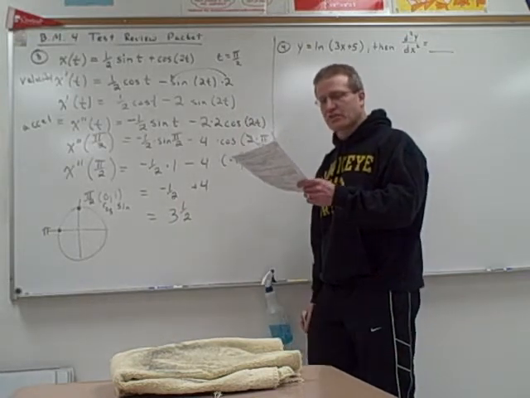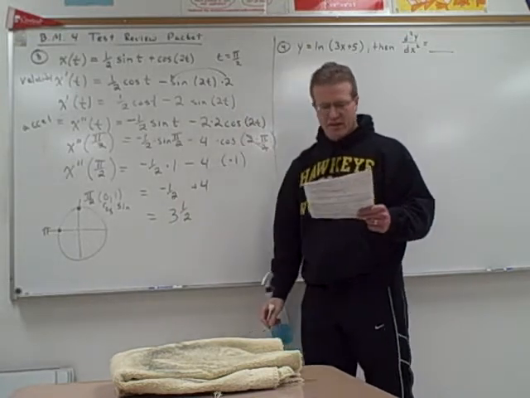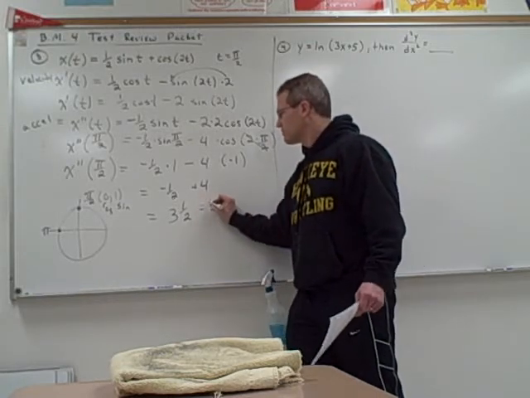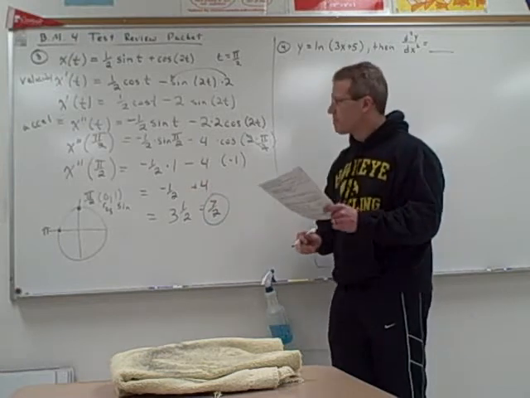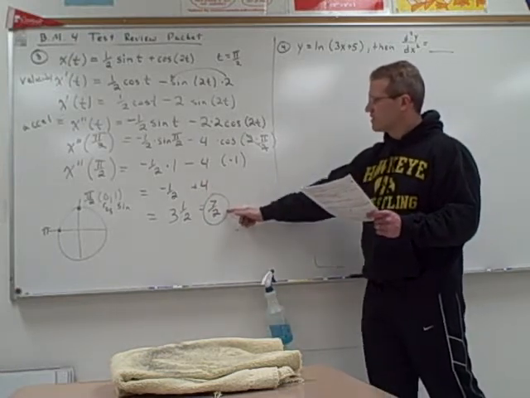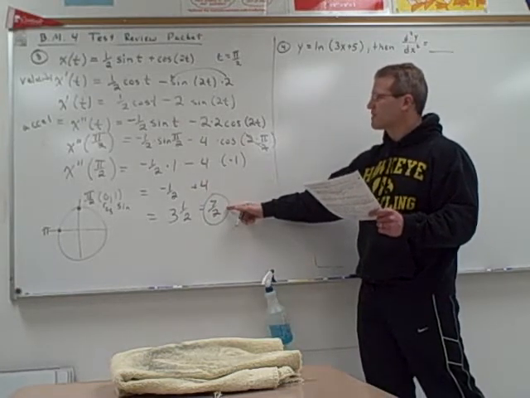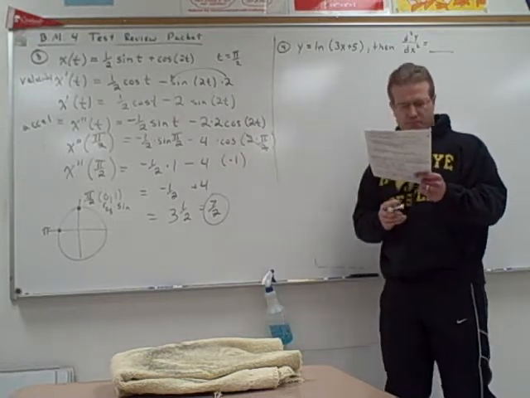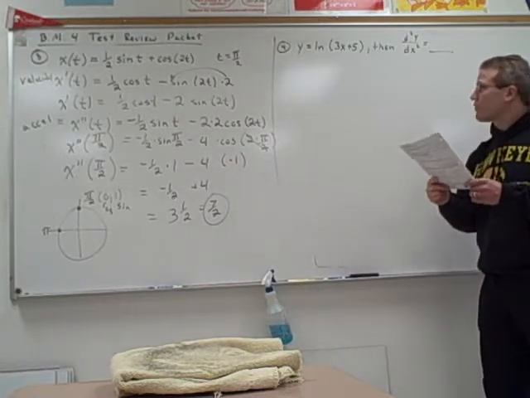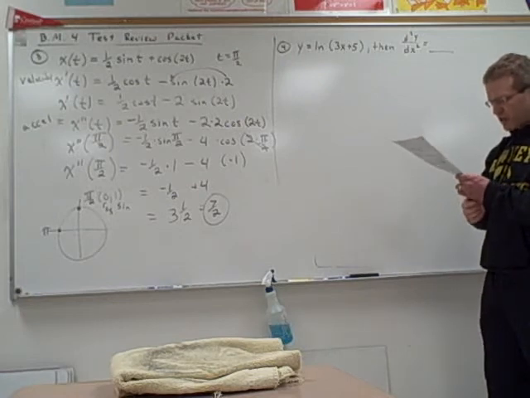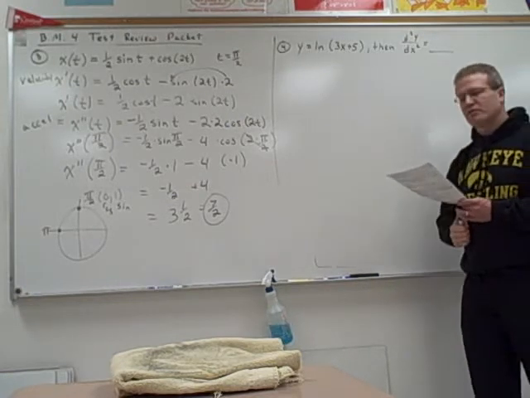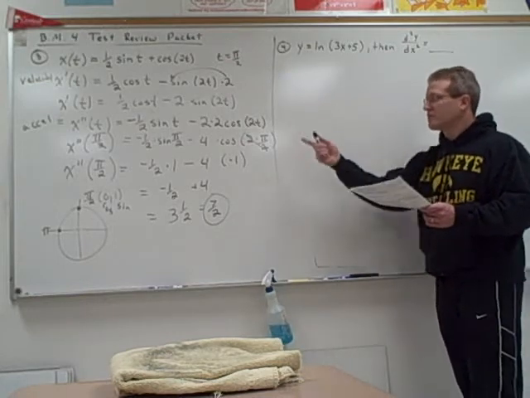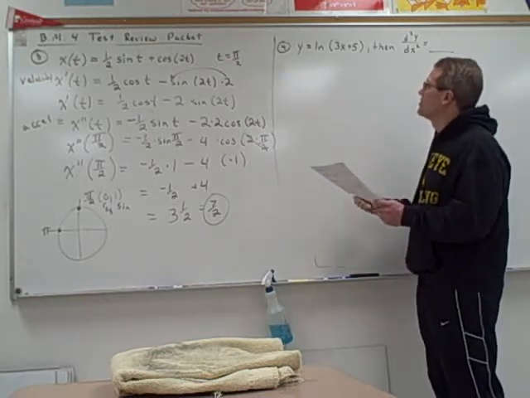It's a multiple choice question on your review packet. It would be choice E, 7/2. So you should circle E on your review packet. That's the acceleration of the particle on the x-axis at time t equal pi halves. Next one, number 4. Y equals the natural log of 3x plus 5. Then the second derivative equals blank. So here we're going to have to do the derivative and then do the derivative again. So you can see it's similar to number 3, and then you have to do a second derivative.